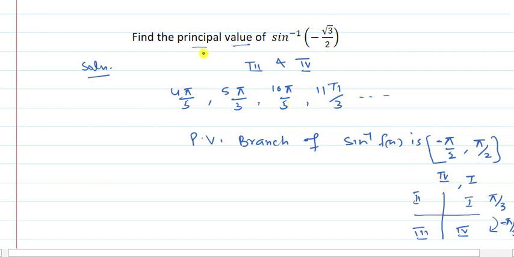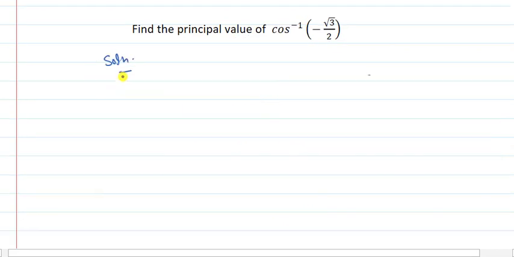Instead of going to the fourth quadrant in that way, the better way is this one. Why is this so? Because we need to follow the principal value branch as well, and that allows us to go to the fourth quadrant by taking negative angles, that is minus pi upon 2 to 0 and then 0 to pi upon 2. So therefore, looking at the principal value and the value minus root 3 upon 2, the principal value of sine inverse minus root 3 upon 2 is minus pi upon 3.